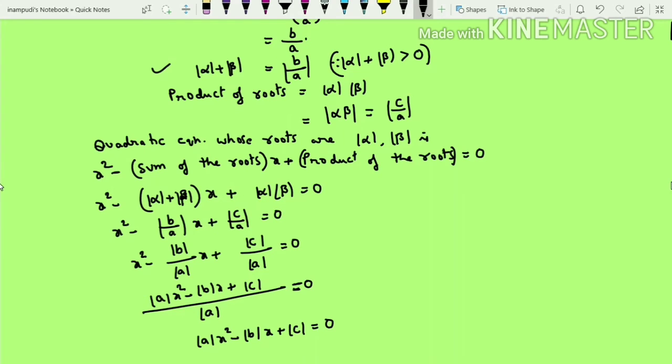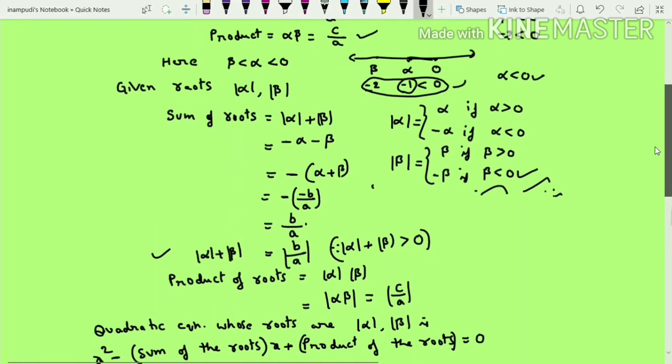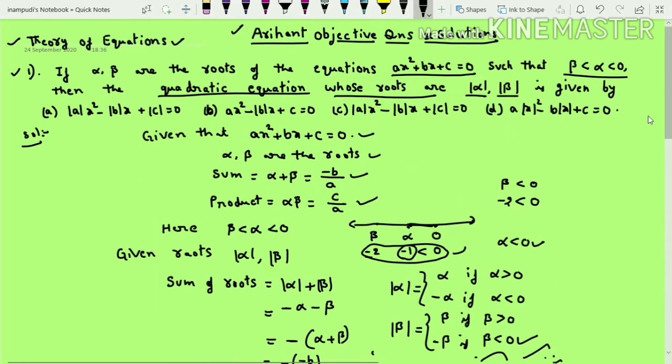If we observe the options, option C is correct. We go to the back side options.